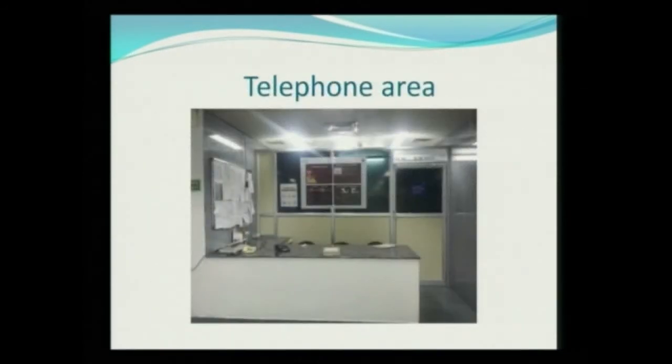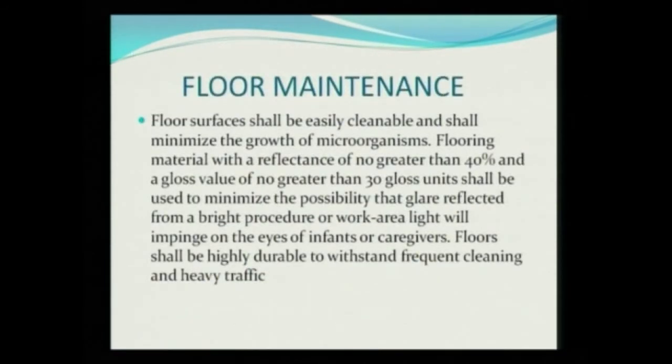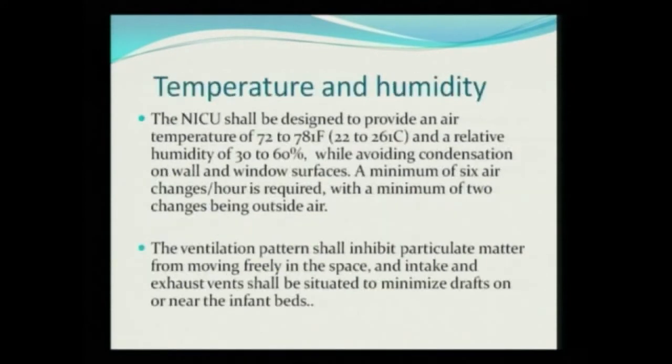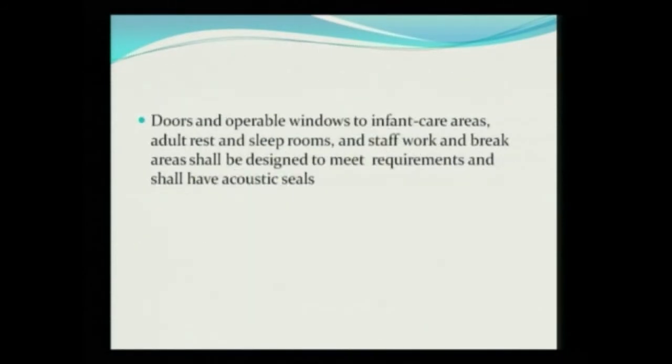So this is the telephone area. So you can see the telephones which are away from the neonates beds. So floor maintenance is actually, the floor should be made of such a material which has a reflectance of no greater than 40%. And the temperature in the NICU should be around 22 to 26 degrees Celsius with a relative humidity of 30 to 60%. And there should be a minimum of 6 air changes per hour, which is required.